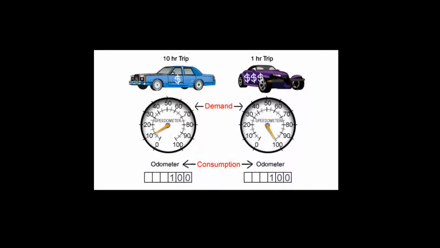Let's take another look at a different analogy to understand how demand and usage relate. The car's speedometer is like a demand meter, and the odometer is like a consumption meter. Two cars could travel the same 100-mile road, one at 10 miles per hour for 10 hours, and one at 100 miles per hour for 1 hour. It takes a much more capable and expensive engine to power that car 100 miles per hour than it does to power the one only going 10 miles per hour.